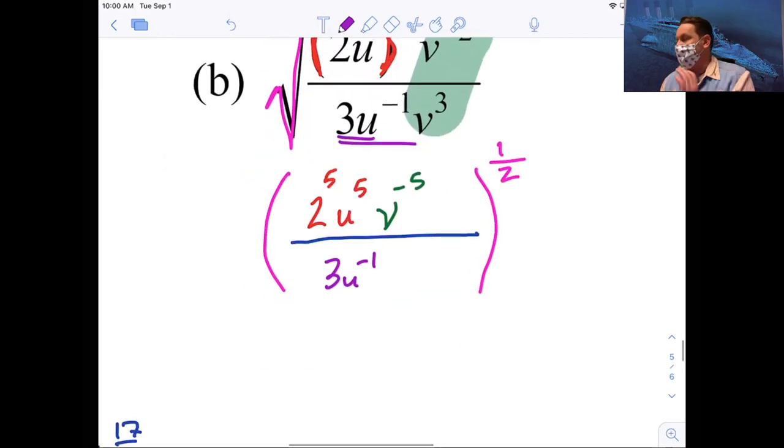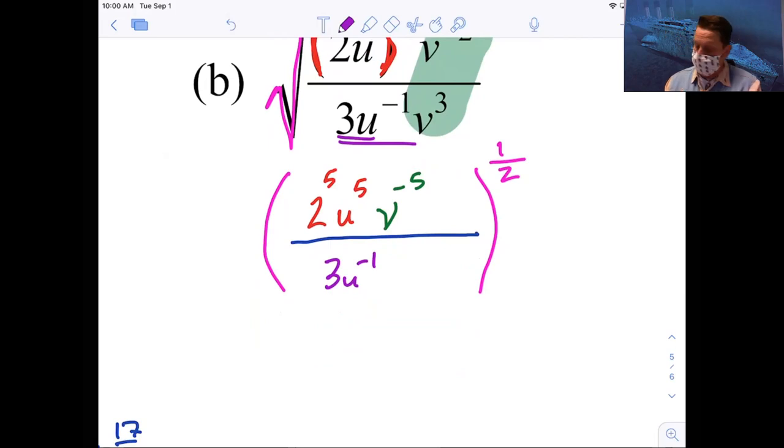Okay, so now you're kind of at a crossroads. And as Yogi Berra says, when you get to a fork in the road, you want to make sure you take it. Okay? We can either work from the outside in or the inside out. And both methods work. The outside in approach would be now to take the 1/2 and distribute it to every single one of the exponents.